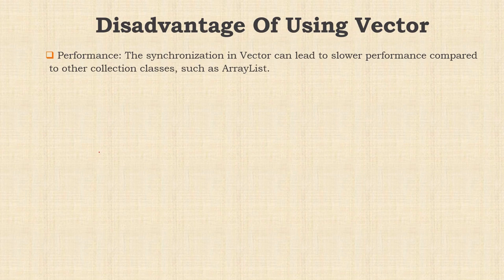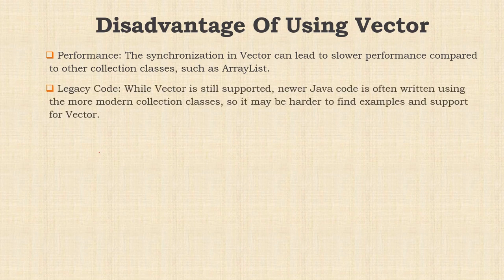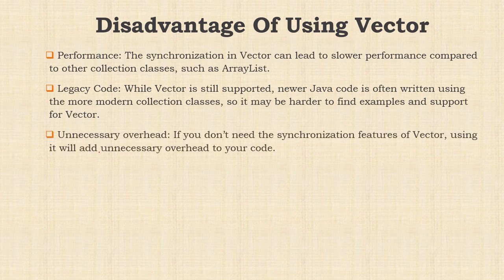Performance wise, the synchronization in vector can lead to slower performance compared to other collections such as ArrayList. So this is slower than ArrayList. Performance wise, it will be very slow because this is synchronized. Legacy wise, so this is legacy, so nowadays no one is using it. So this is also an issue, and unnecessary overhead. If you don't need the synchronization features of vector, using it will add unnecessary overhead to your code. So this is also an issue.